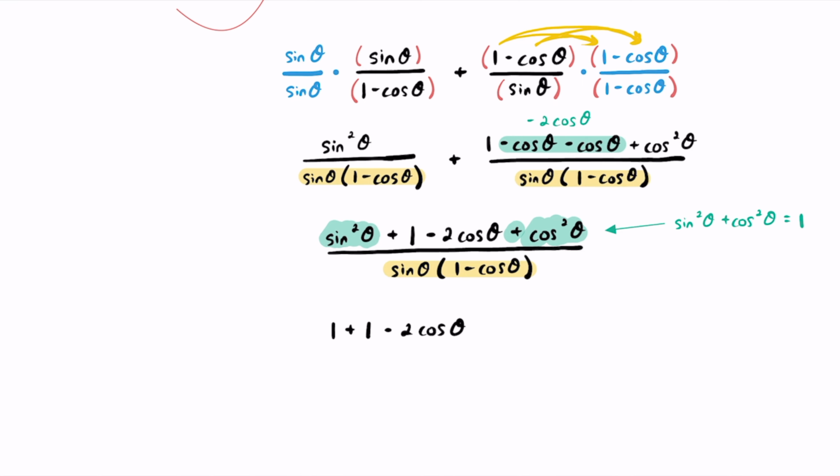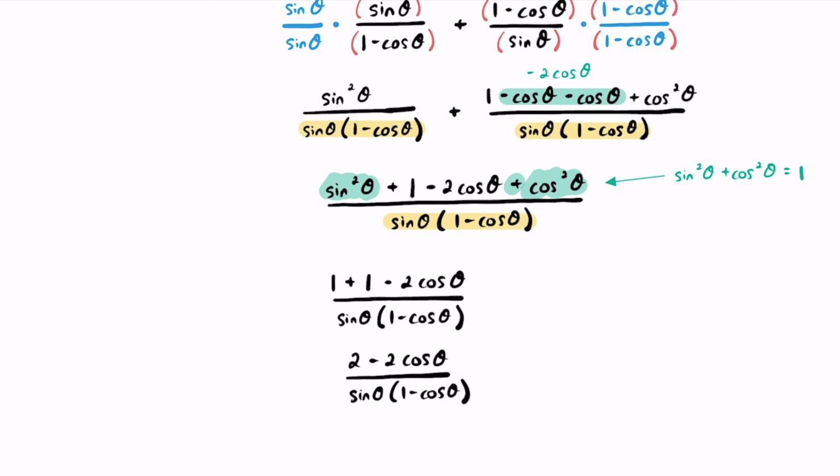cosine of theta. And this would be on top of this sine of theta multiplied by 1 minus cosine of theta. Next, we can go ahead and add this 1 plus 1 together, and that's going to be 2. So we can write that we have 2 minus 2 times cosine of theta, and this is going to be on top of that same denominator that we haven't really done anything with yet.